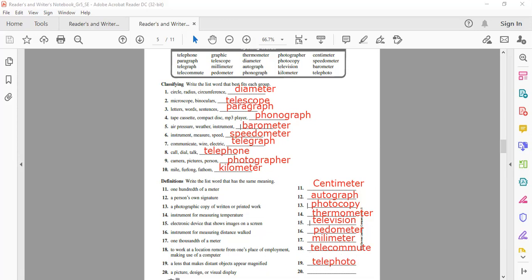And then the last one, a picture design or visual picture display. Graphic. Yes. Done. Great.